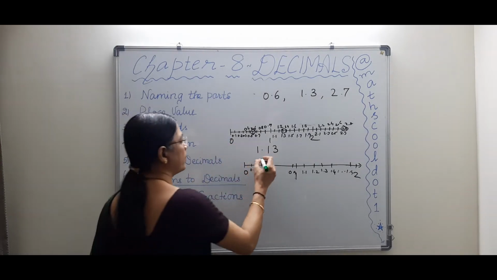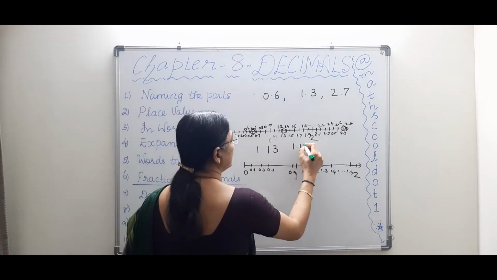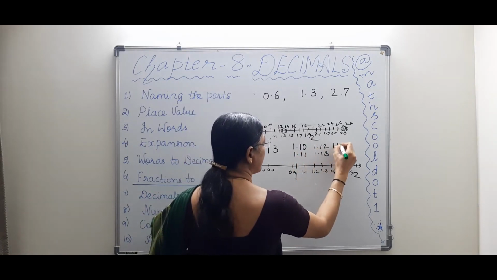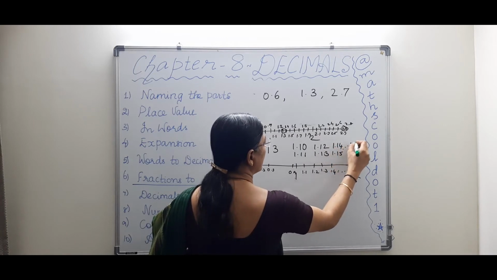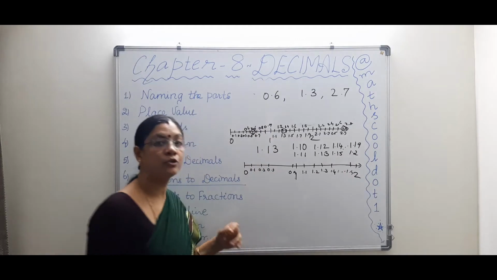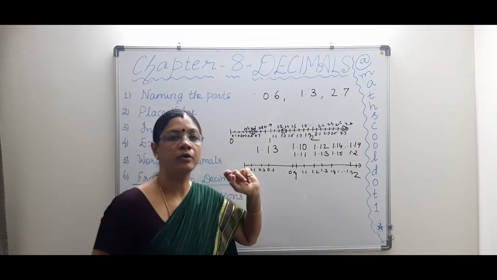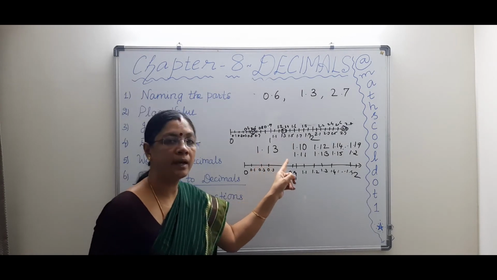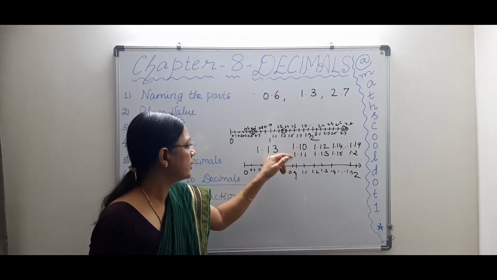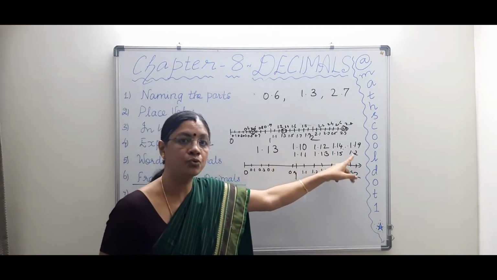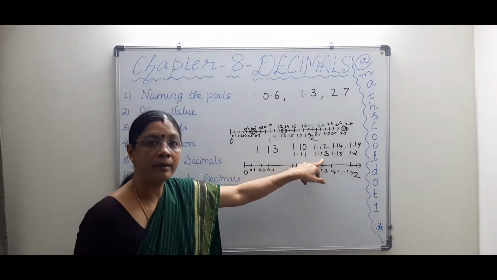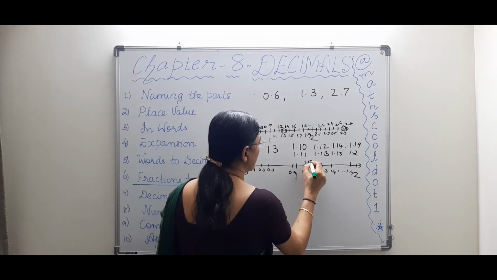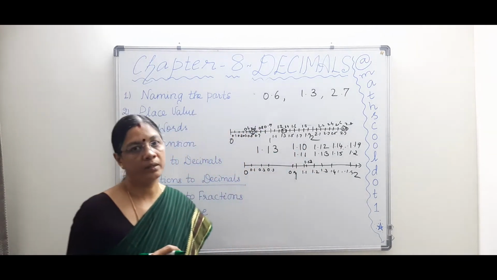1.13 means, see, from 1.1 how it starts: 1.10, 1.11, 1.12, 1.13, 1.14, 1.15, so on up to 1.19, and then it comes to 1.2, isn't it? So 1.19 and 1.2 again. So now where does 1.13 lie? It lies between 1.1 and 1.2. So it's obvious it lies between 1.1 and 1.2. So 1.1, 1.2, you can mark it somewhere here. So 1.13. Okay, so you can mark it like this.